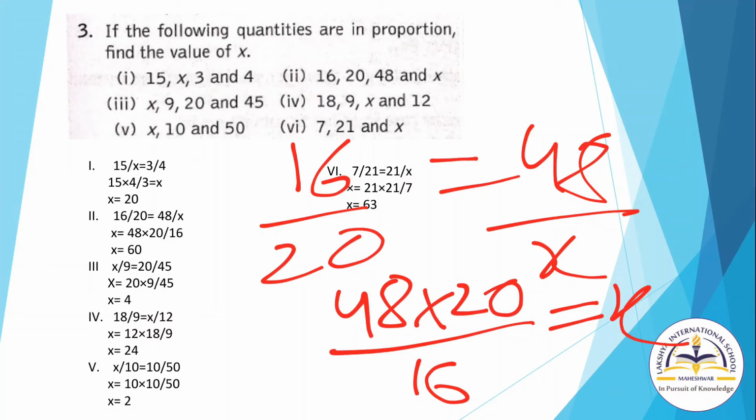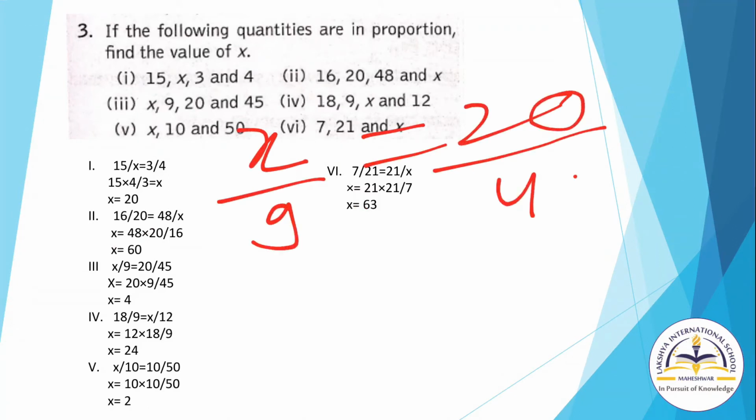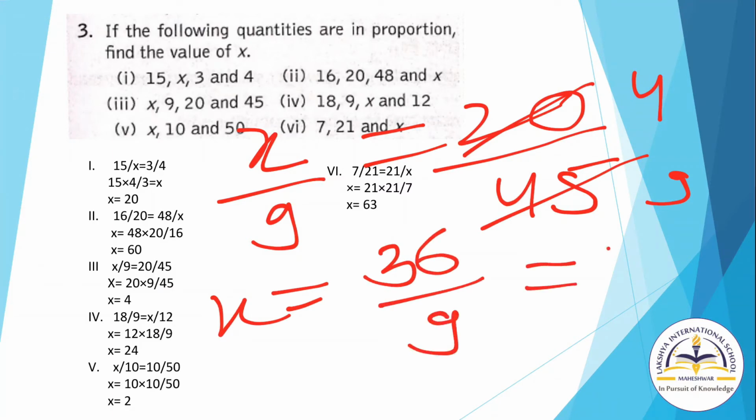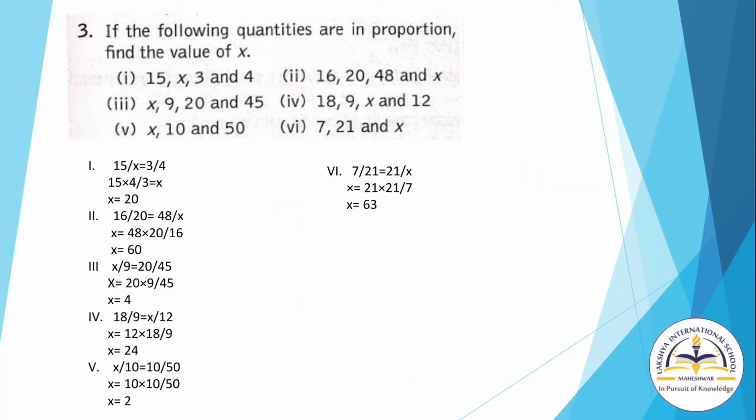Now when you will solve this, you will get 60 as answer. Now question number 3, x by 9 equals 20 by 45. Now we can cut them with the table of 5, 4 and here 9. Now x equals 9 fours are 36. 36 divided by 9, it means 4 will be the answer. X equals 4. So in this manner you have to solve the other 3 questions.